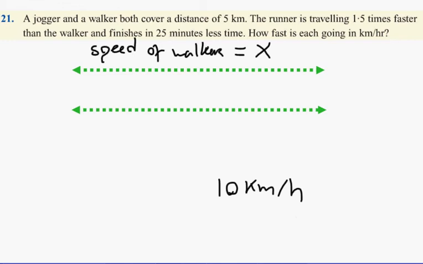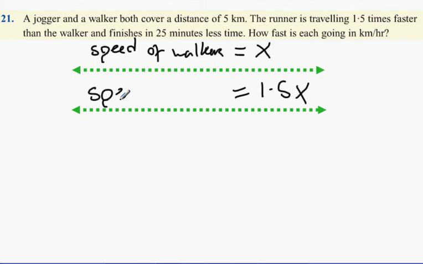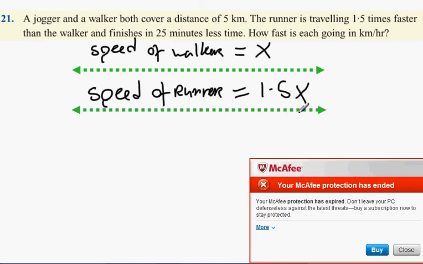So therefore, using the same logic, the speed of the runner would be 1.5x. You multiply whatever the speed of the walker is by 1.5. So this is the speed of the runner, or jogger. Just call it runner. Now, how fast is each going in kilometers per hour? The runner is 1.5 times faster than the walker and finishes in 25 minutes less time.